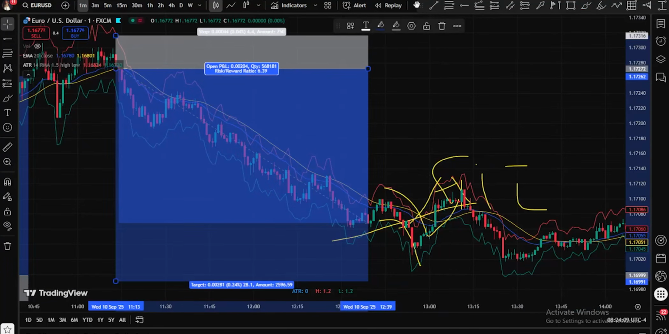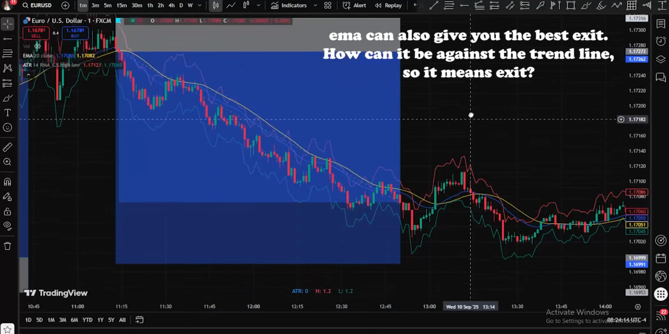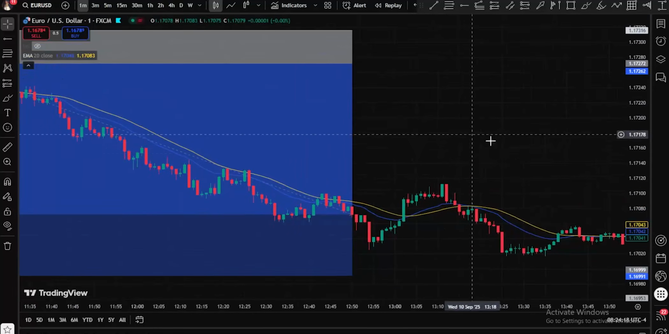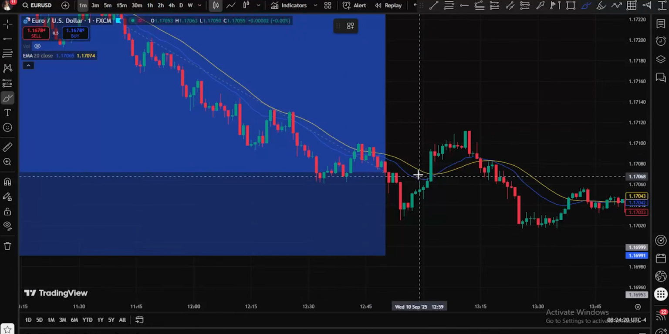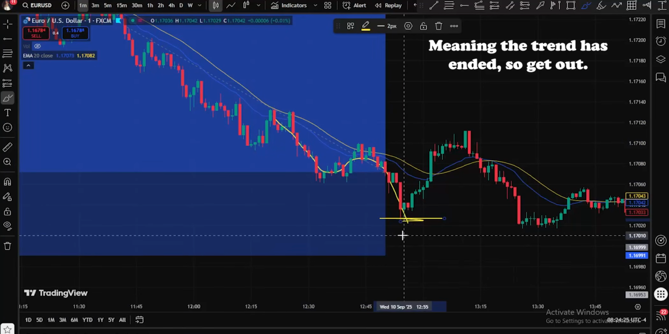But beyond the number, you can also use the behavior of the EMAs themselves to exit. If you see that the EMA 10 is approaching or even crossing the EMA 20, it means that the trend may have ended. In this case, it is better to close the position.